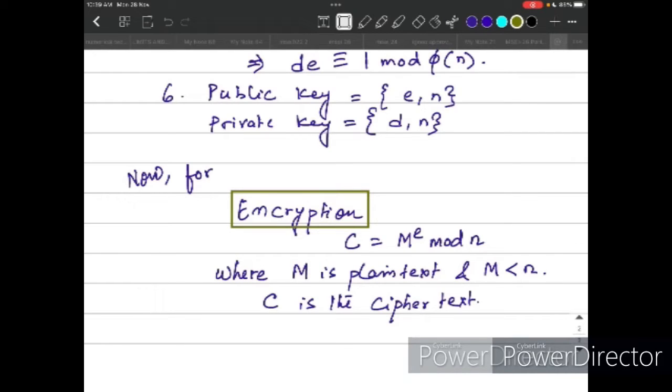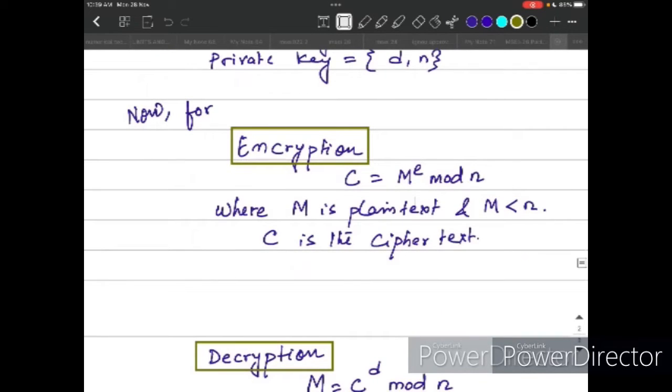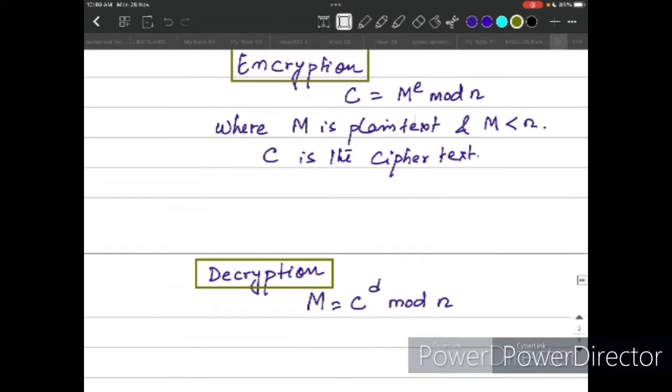Now this RSA algorithm is for both encryption and decryption. What is the formula for encryption? C equals m to the power of E mod n, where m is the plain text and m should be less than n. This is the condition. And C is the ciphertext. Now for decryption, m equals C to the power of D mod n. Now let's take an example.